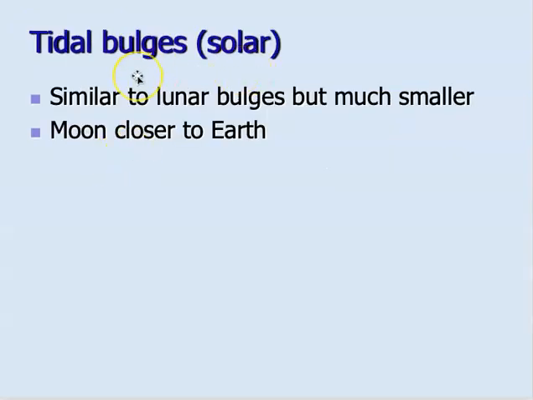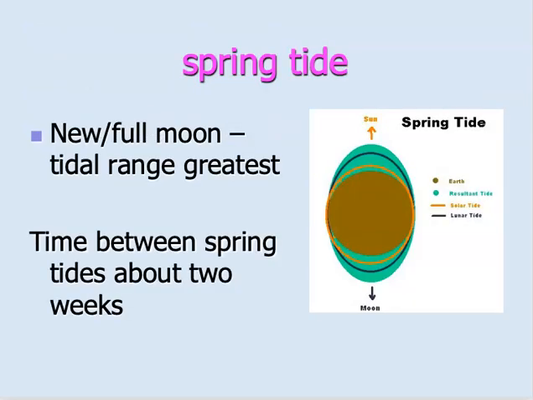What is a tidal bulge? Well, it's a high tide area. The sun produces them, but we're not going to focus on these because they're not as exciting as the lunar bulges. As a result, twice a month, we have really high tides.